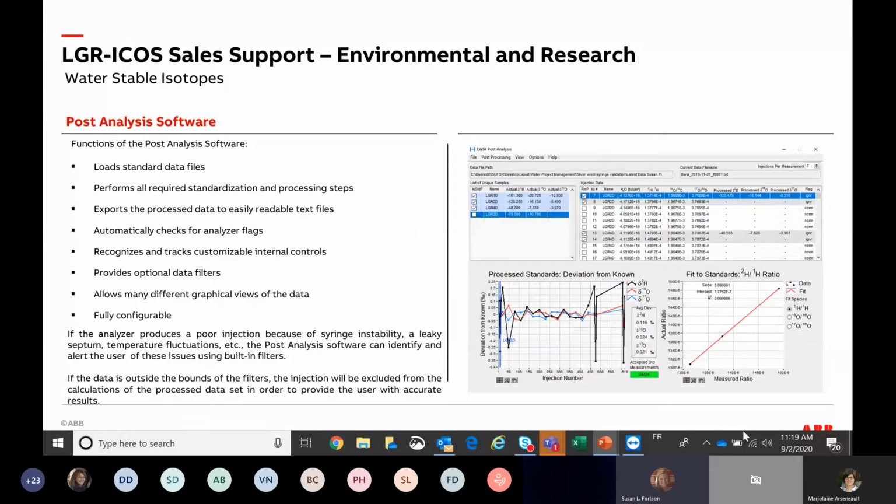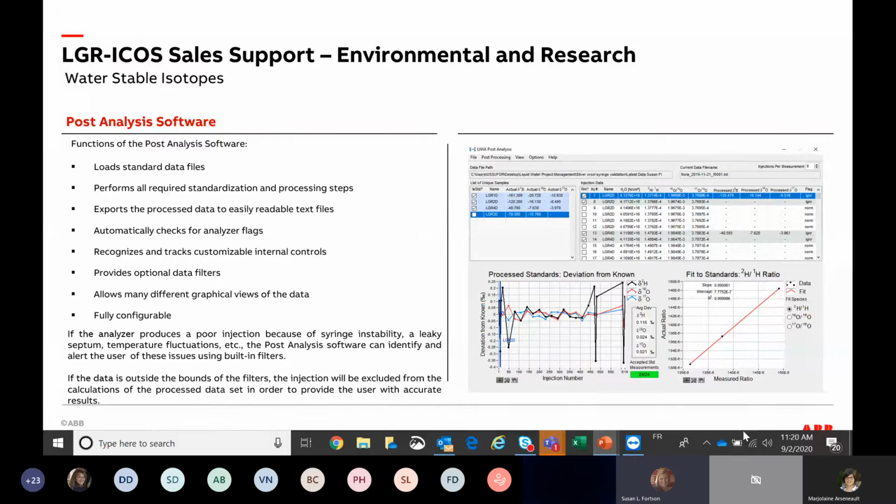Listed below are some of the functions of the post-analysis software. It can load standard data files, which for those of you that are familiar with the software is the F file. It performs all required standardization and processing steps. It exports the processed data to easily readable text files, which you can then load into Excel, for example, for easy data interpretation. It automatically checks for analyzer performance flags. For example, if the analyzer produces a poor injection due to syringe instability, a leaky septum, temperature fluctuations, or a variety of other issues, the post-analysis software can use these filters to identify and alert the user of problems with the analyzer. It recognizes and tracks customizable internal controls.